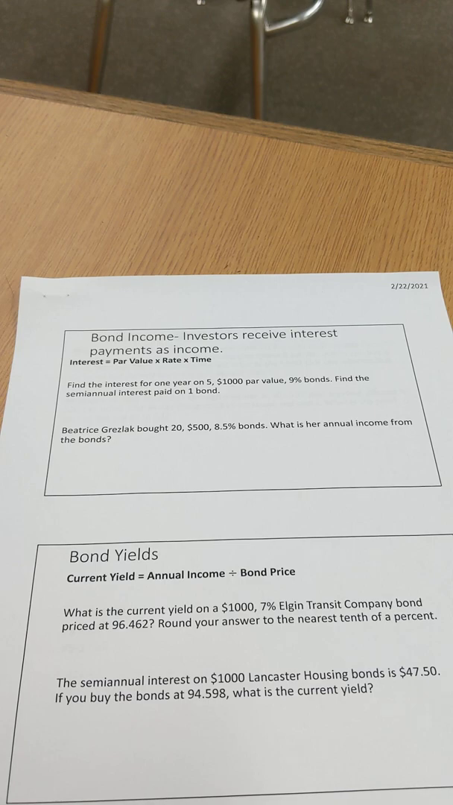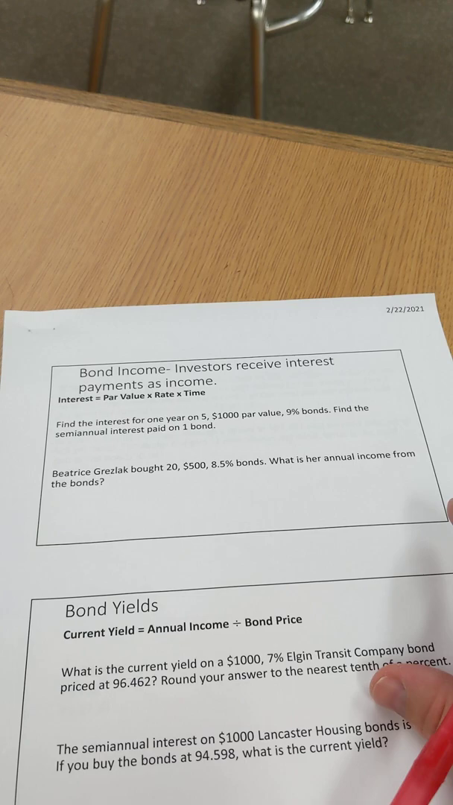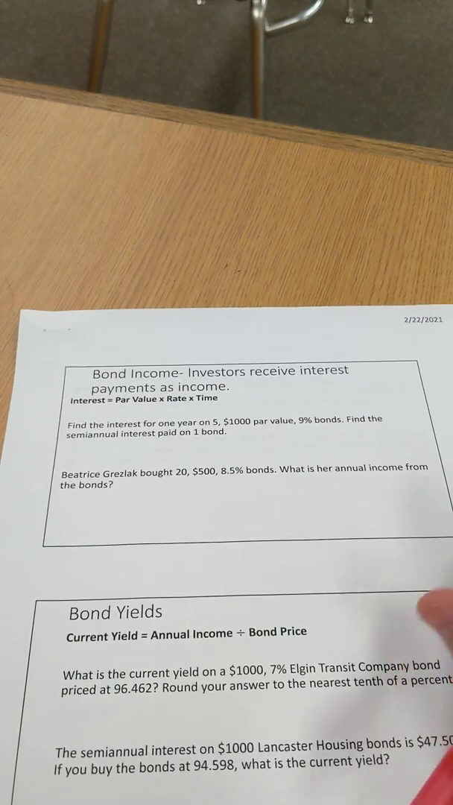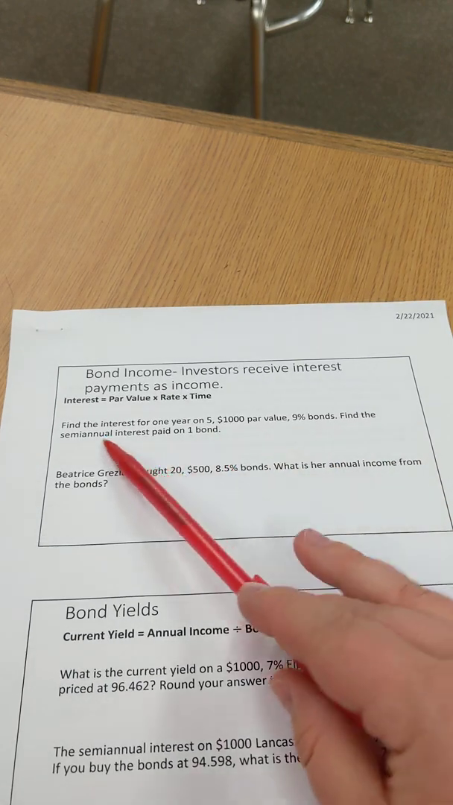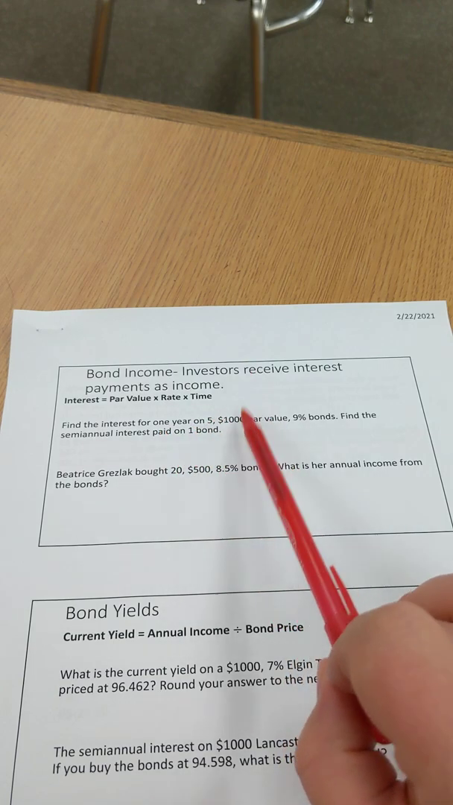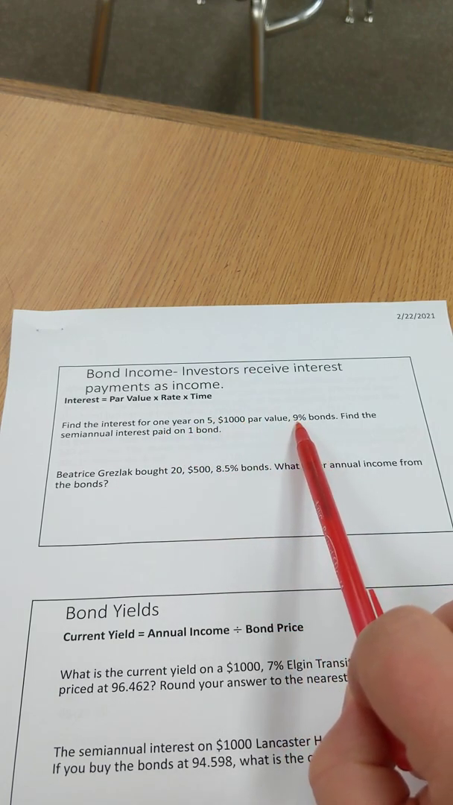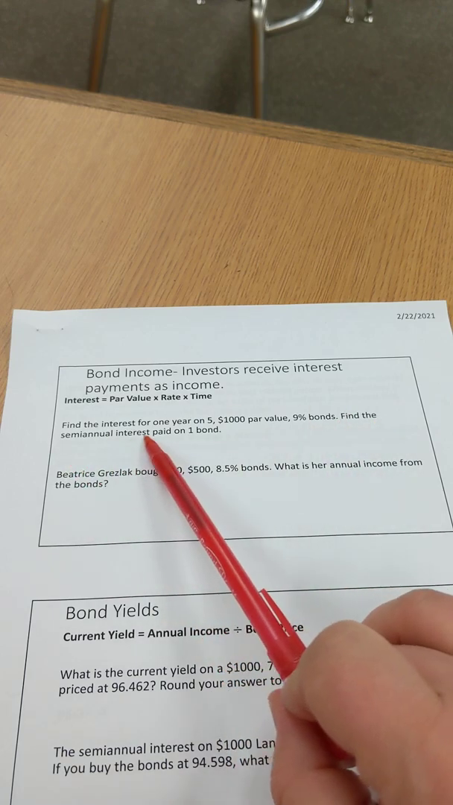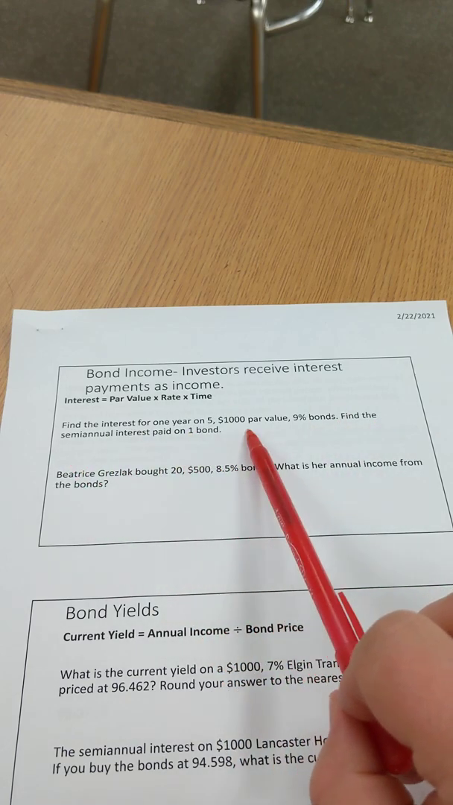just the interest that the investors receive, because if you only made money when you sold it, it doesn't make any sense to have bonds. You need to get money while you have them. So we need to find the interest for 1 year on five $1,000 par value 9% bonds. Find the semi-annual interest paid on one bond.